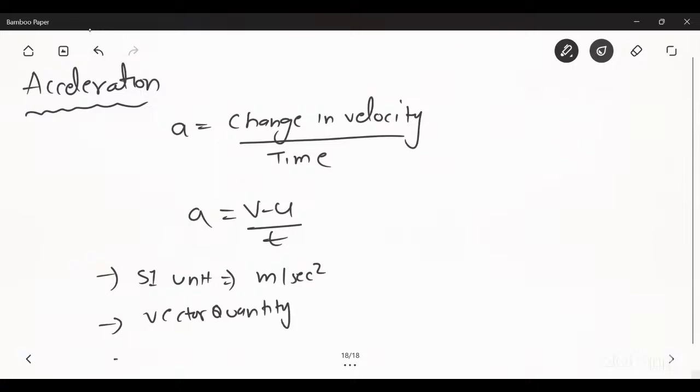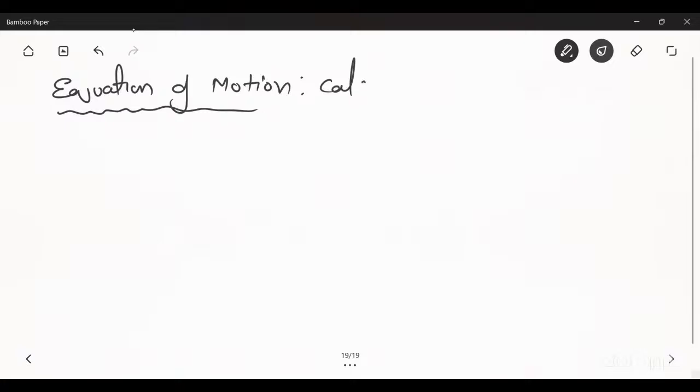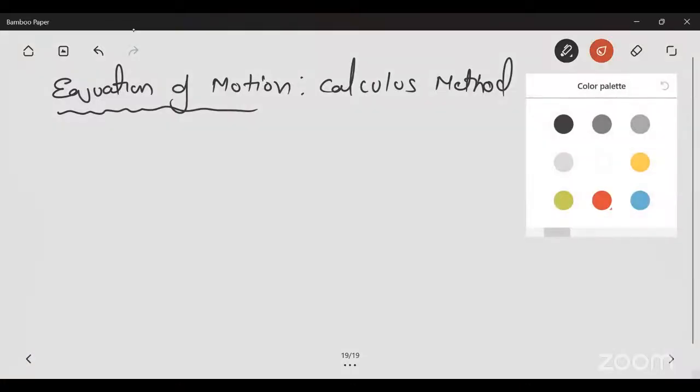The next thing is the dimensional formula, which is LT to the power minus 2. Now come to the next part, that was your equations of motion. Generally, the main part that comes in your exam is the calculus method. Only that part is important, not the other part, the simple and easy method.